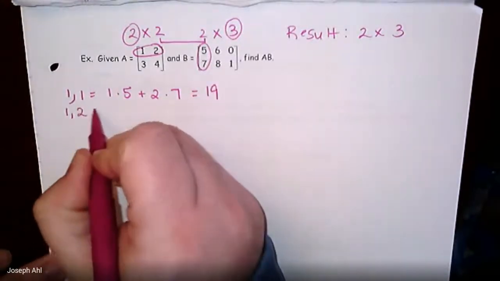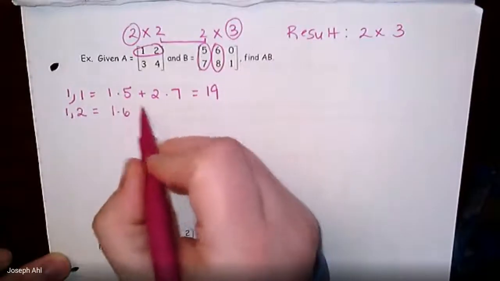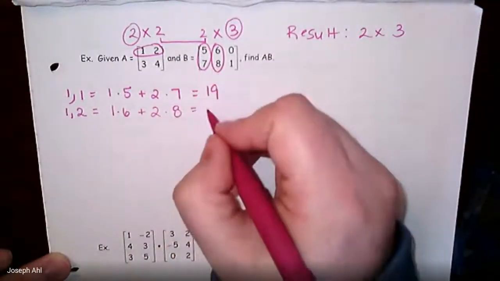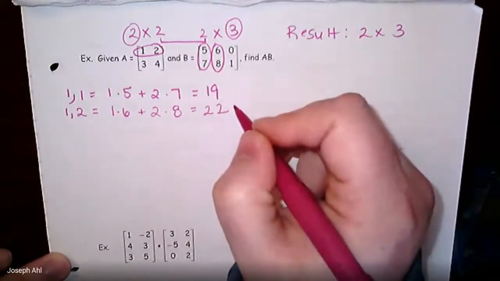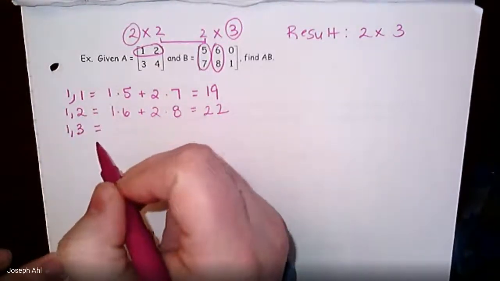Then you're going to take row 1 and multiply by column 2. 1 times 6 plus 2 times 8. And 6 and 16 is a total of 22. I think that sounds good. Again, the hardest part is like adding and multiplying here, guys.